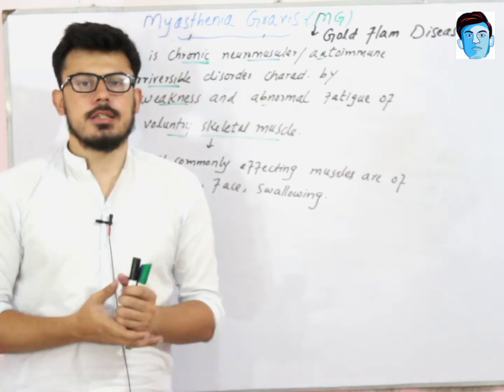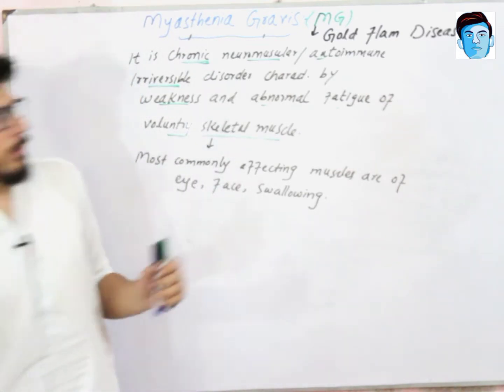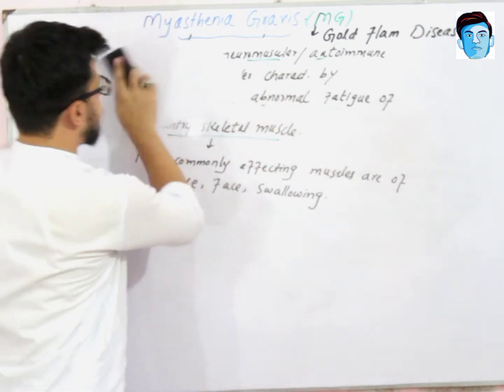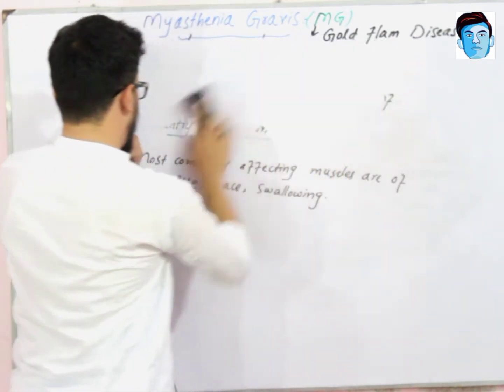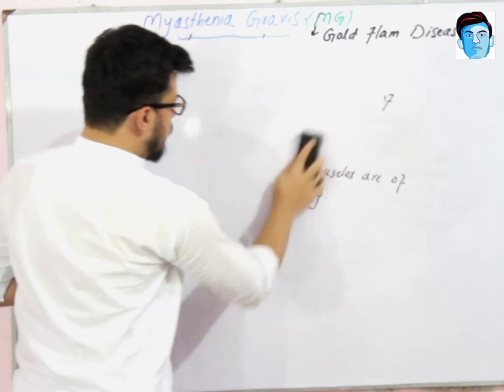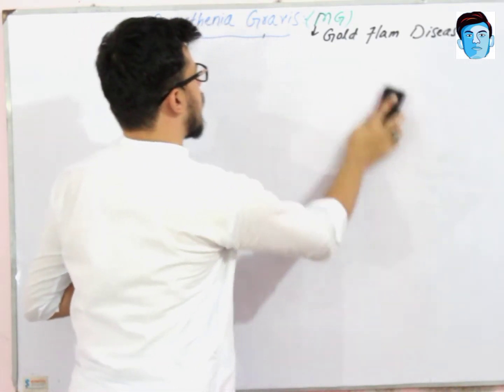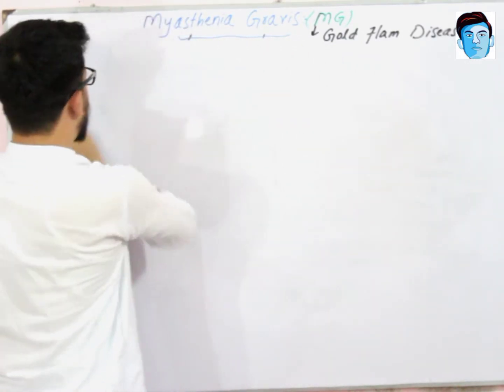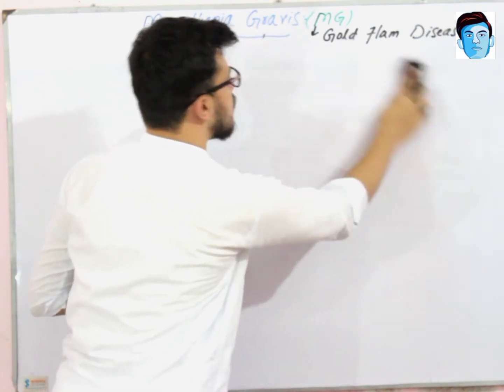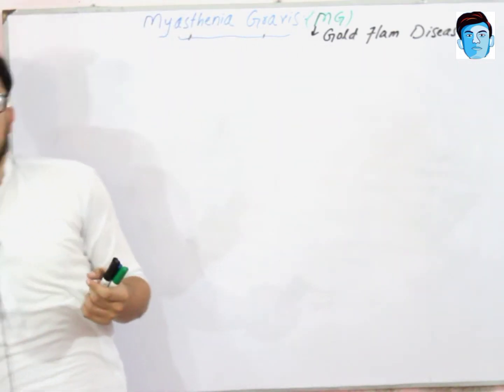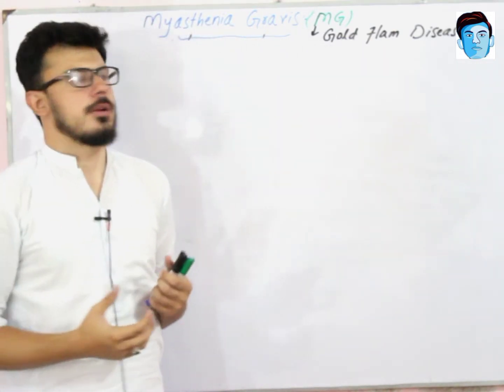Now let's discuss the causes of myasthenia gravis. What are the causes of myasthenia gravis? Before moving toward the causes, it's important that we know about the neuronal structure. What is the structure of the neuron?